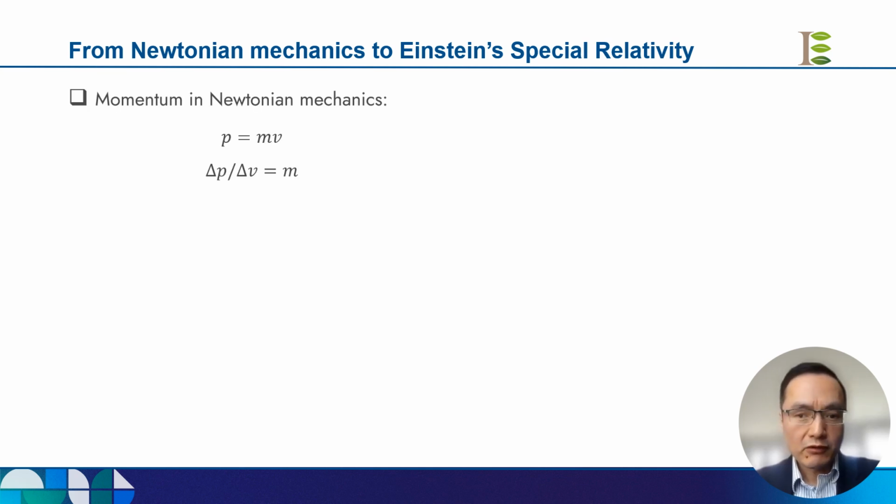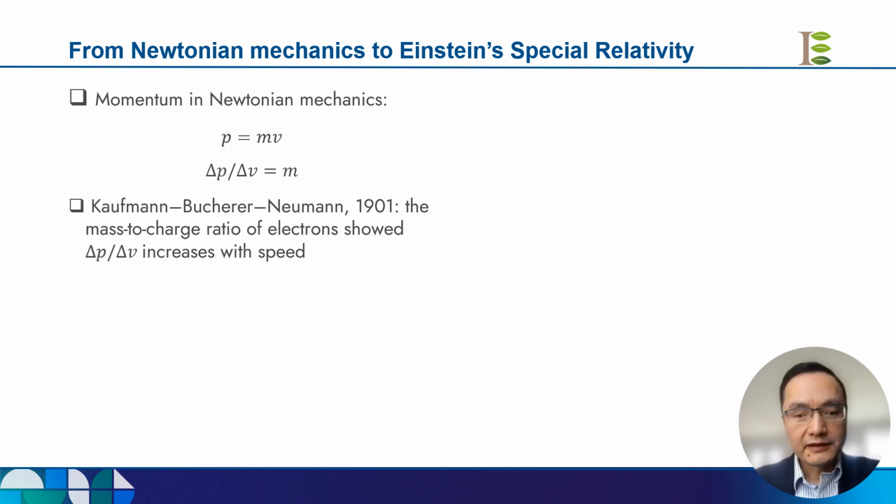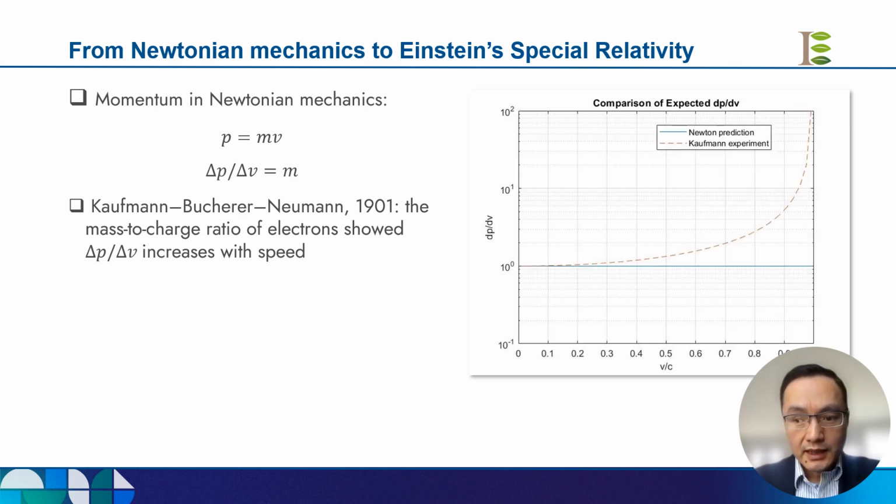First, some quick background. We all know about the momentum formula in Newton's mechanics, P equals mv, which means the ratio of momentum to speed change is always a constant m. But Kaufmann found this ratio of momentum to speed change actually increases with the speed of a particle. This picture clearly shows the difference between Kaufmann's result and Newton's prediction.